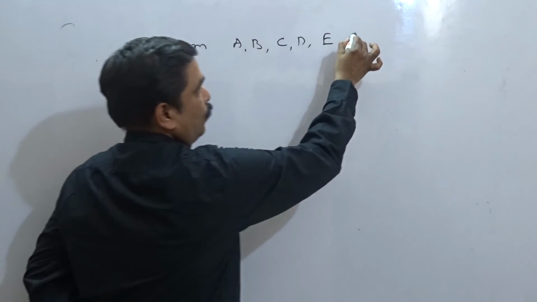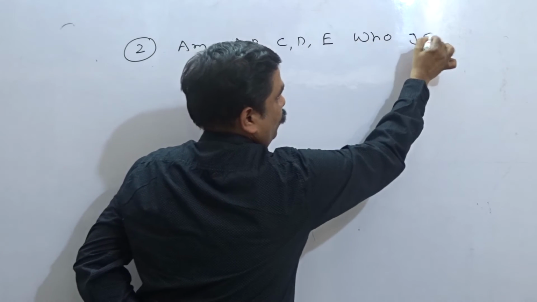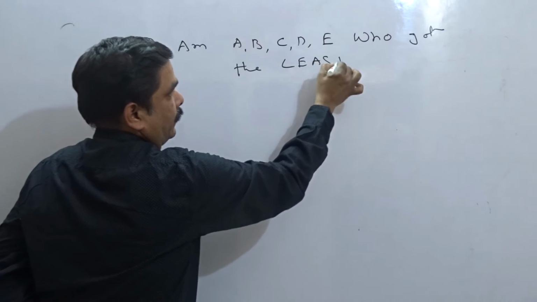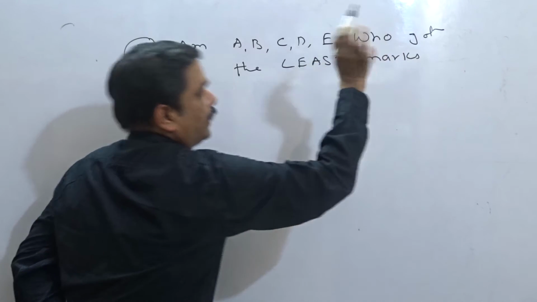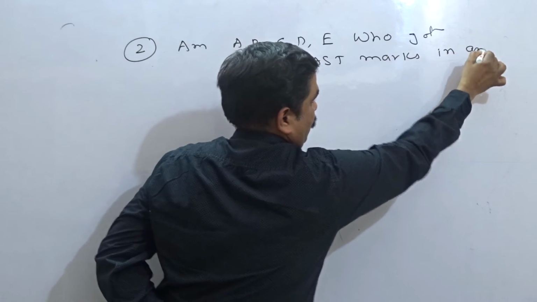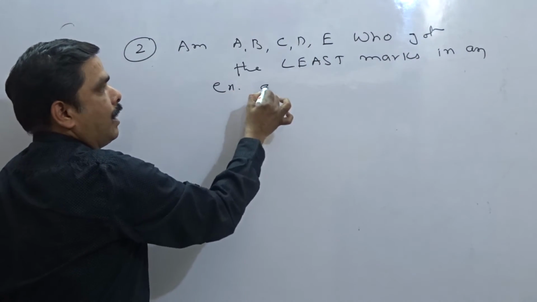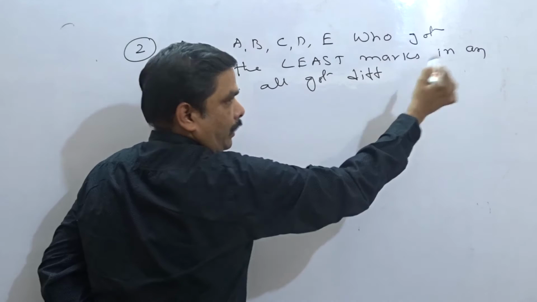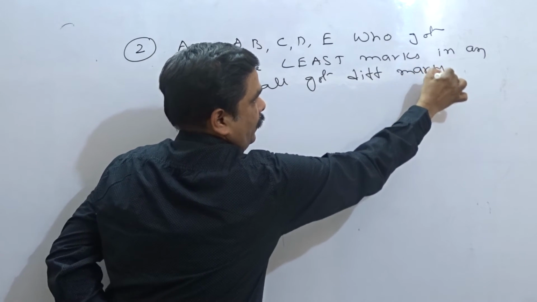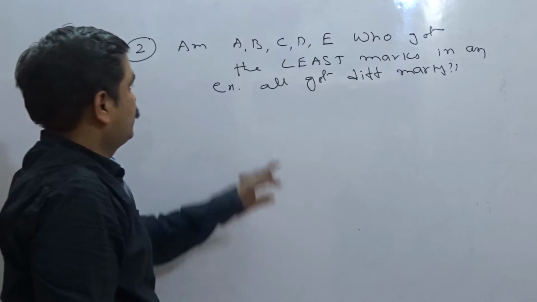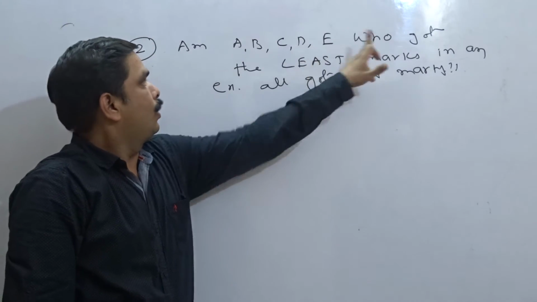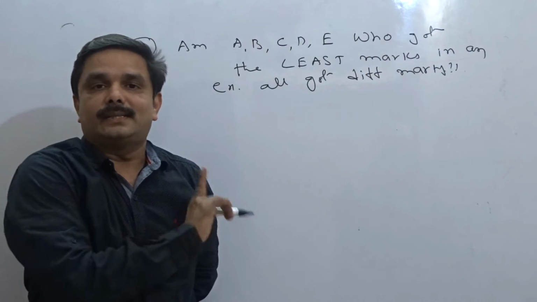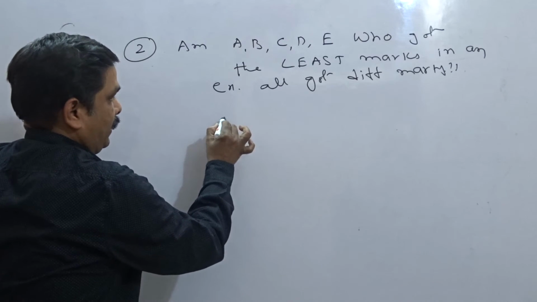Who got the least marks in an examination, where all got different marks. I read out the question for you. Among A, B, C, D and E, who got the least marks in an exam where all got different marks is the question, right? Now the first statement they have given in this way.